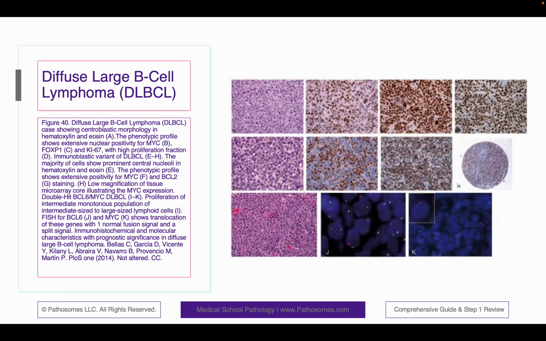Takeaway from this image is that DLBCL stands for various things and it looks ugly. If you see a lymphoma with a lot of background debris, think diffuse large B-cell lymphoma. That's a takeaway. And note from this FISH here in J and K that certain mutations involving BCL6 and MYC are implicated in diffuse large B-cell lymphoma.